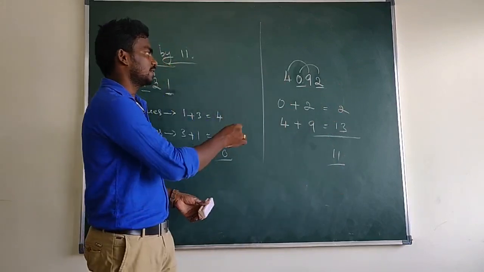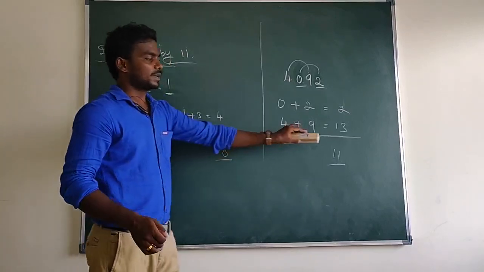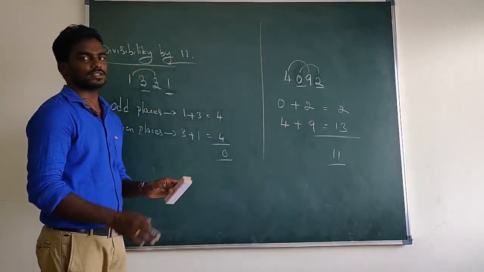So if the difference between the sum of the odd places and the sum of the even places is either 0 or a multiple of 11, the number is divisible by 11. That's all.